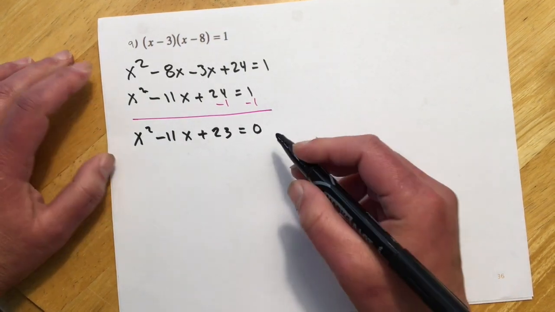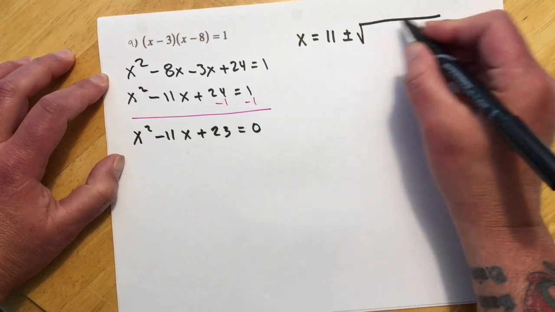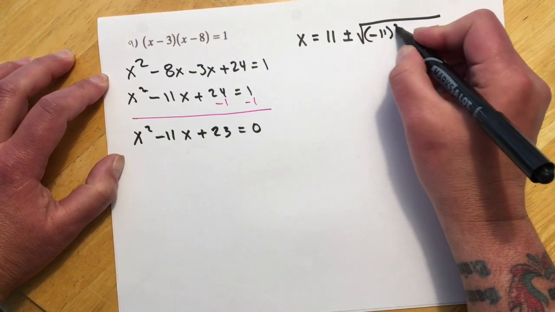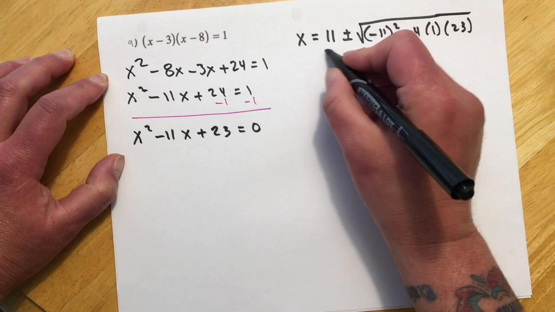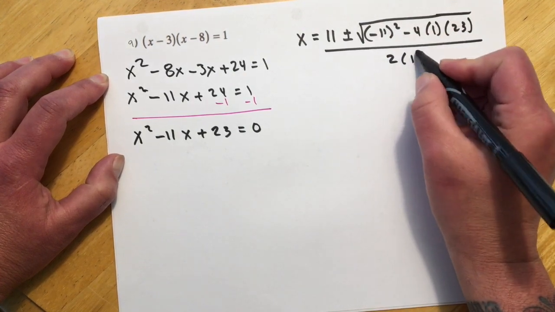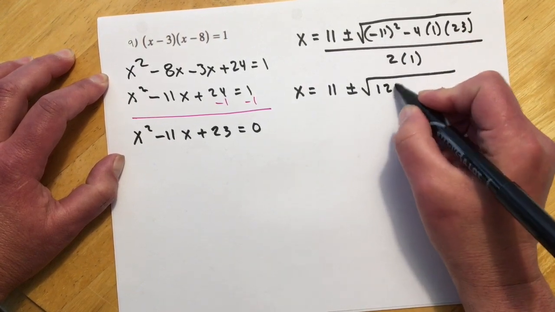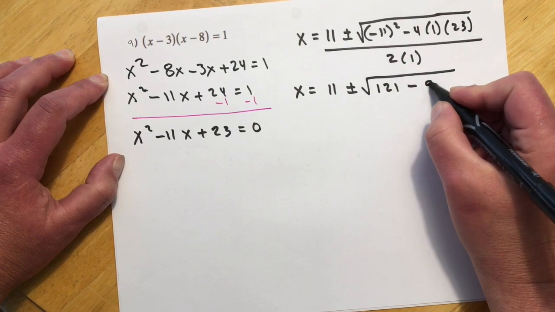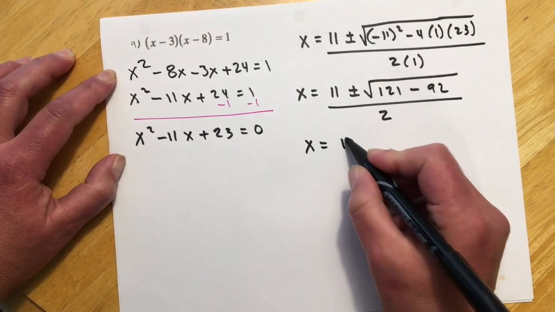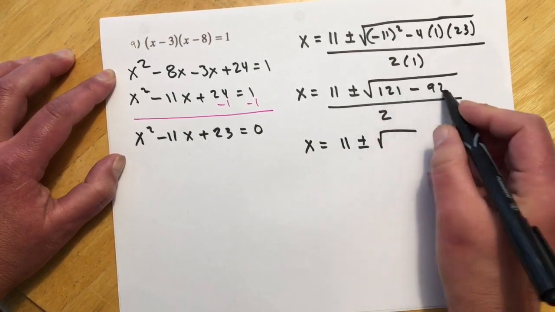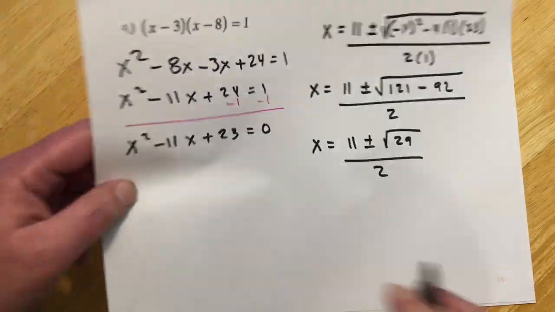And 11's odd, so I would go with quadratic. So x equals 11 plus or minus negative 11 squared minus 4. A is 1, C is 23, all over 2 times 1. So x equals 11 plus or minus, this would be 121 minus 4 times 23 is 92 over 2. And then x equals 11 plus or minus, that comes out to 29 over 2. And that's as far as we can take that one.